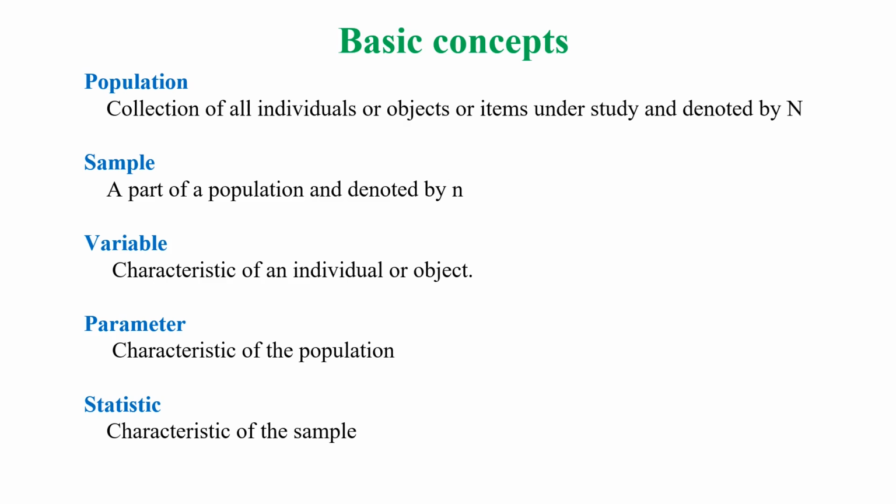Now, what is a parameter? It is the characteristic of the population. If I am studying the characteristics of a population, it is called a parameter. If I just want to study the characteristics of a sample, then it is called a statistic.